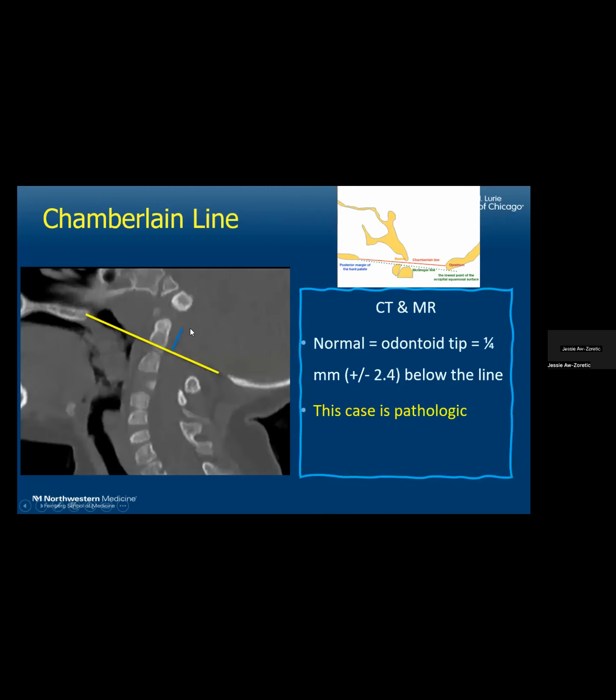Obviously, this is a gross anomaly here, and you can quite clearly measure these lines on CT much more clearly than X-ray. And here you have to find the hard palate, so the back of the hard palate to the tip of the opisthion. Obviously, you don't need a measuring tool really, but this is pathologic. But you can also see that there are more skull base anomalies going on here. It's probably an os odontoideum.